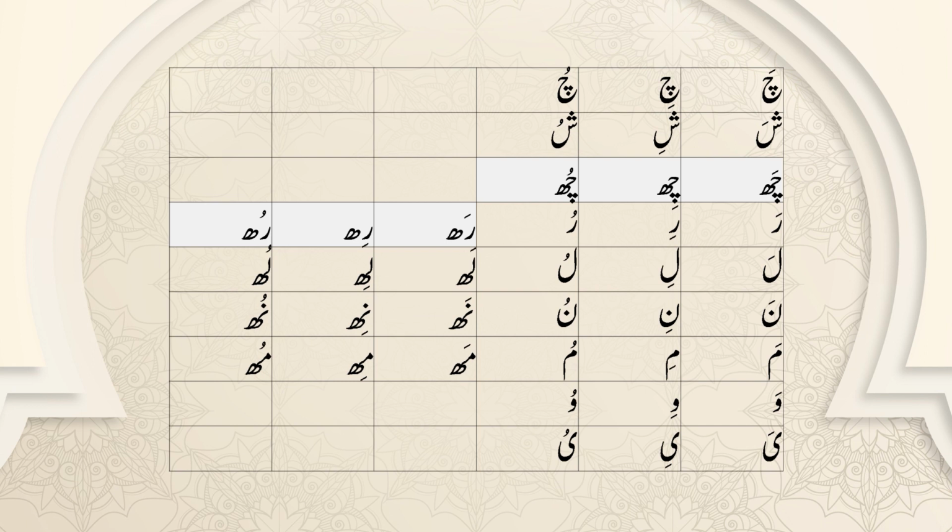We have the alphabet ra here. That is its sound: ra, ri, ru. And with do chashmi: ra, ri, ru. We have the alphabet lam here: la, li, lu. And it is the do chashmi form: la, li, lu.